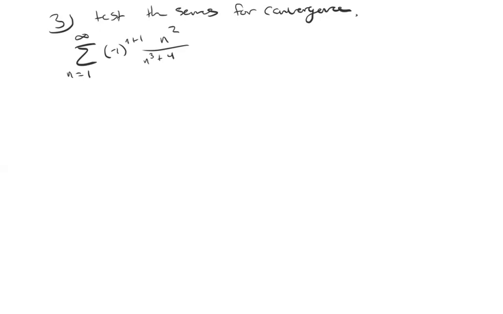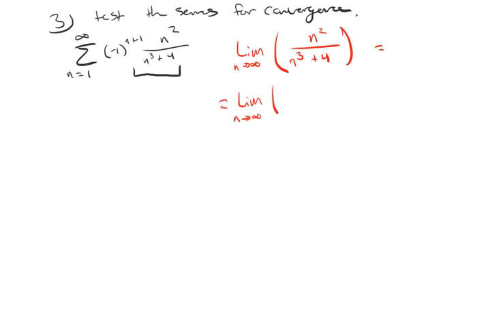Okay, so we need to show that it fits the bill for this alternating series test. So we need to demonstrate that this limit is 0. Okay, so consider the limit as n approaches infinity of n squared over n cubed plus 4. And that's equal to the limit as n goes to infinity. Now we can go ahead and divide everything. You can think about it 2 ways. I'll do it like this.